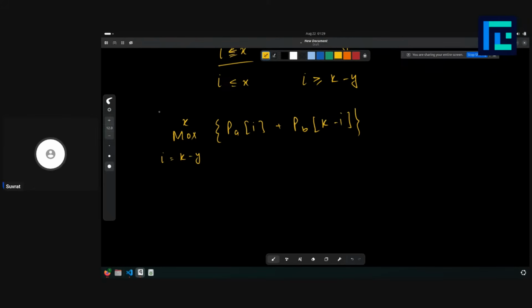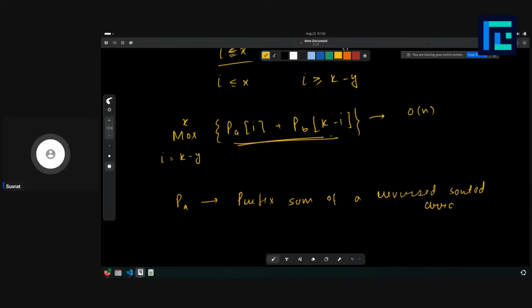So to solve this as it is, we will require O of n complexity for answering the queries, but we cannot perform O of n time complexity for each query. So let's try to optimize this. Let's try to understand what kind of function this is. So let's first do analysis for PA. So PA is the prefix sum of a reverse sorted array. Right.